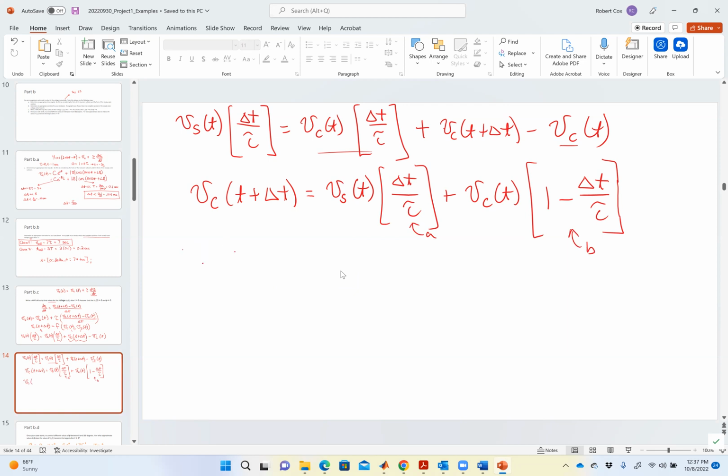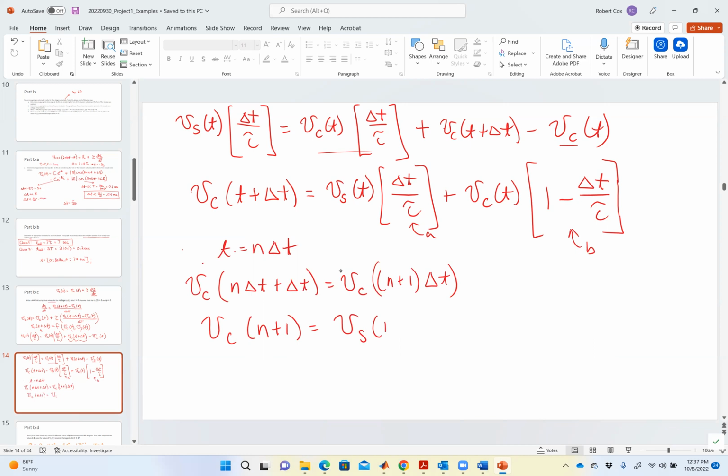We remember that our time vector is n delta t. If I generalize this, I say that V sub c of n delta t plus delta t, or V sub c of n plus 1 times delta t, and I plug in t equal to n delta t on the other side of this whole thing, I end up with V sub c of n plus 1 equals V sub s of n times A plus V sub c of n times B. I make that substitution and say that the next value of the capacitor voltage depends on the current value of the source voltage and the current value of the capacitor voltage.